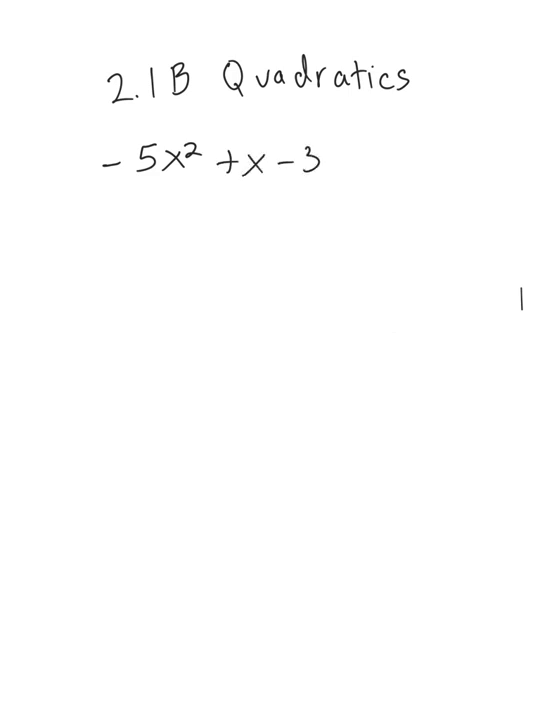Continuing with 2.1, today 2.1b, we are continuing the idea of quadratics. Now, what if we were given a quadratic that has more of a mixed number, a larger number in flux? So let's say we were given negative 5x squared plus x minus 3, and they want us to put that into standard form. Remember, our standard form is a(x minus h) squared plus k.